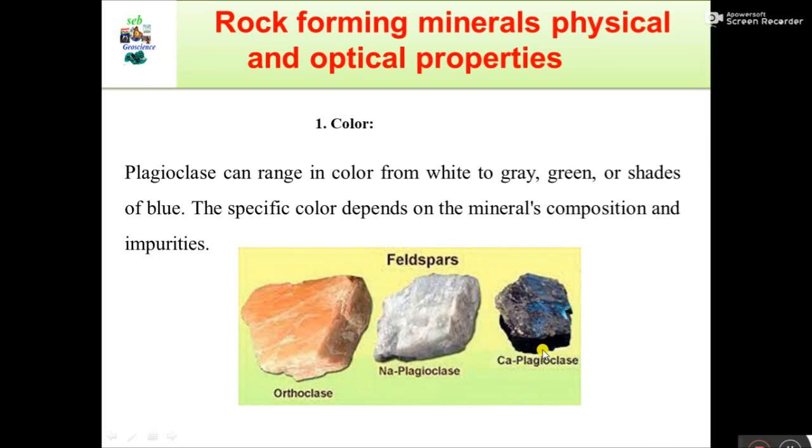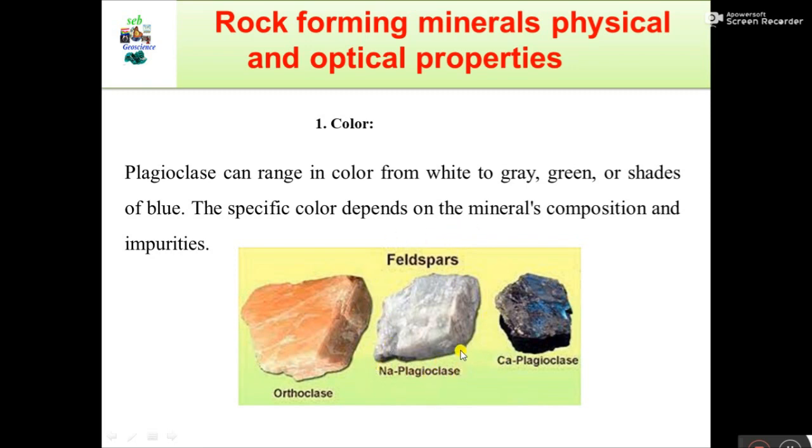Because calcium-rich plagioclase is formed at high temperature, and most of the magma at that high temperature is iron and magnesium rich magma. That iron and magnesium rich magma causes impurity in calcium plagioclase or anorthite fractionation. So the impurity is most of the time ferromagnesian minerals, that is magnesium and iron. Due to that impurity, the calcium plagioclase becomes a dirty color, gray or black relative to blue and green.